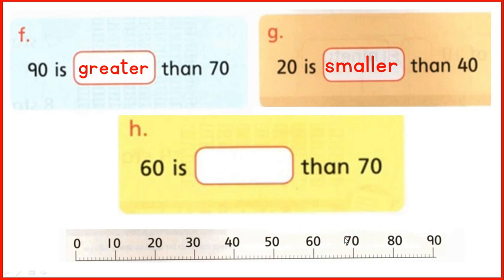Then the last one, H part, 60 is dash than 70. This is 60 and this is 70. Now you can see here 60 is smaller than 70 because 60 comes before 70. Right here 60 is smaller than 70. Smaller. Now move to the next question.